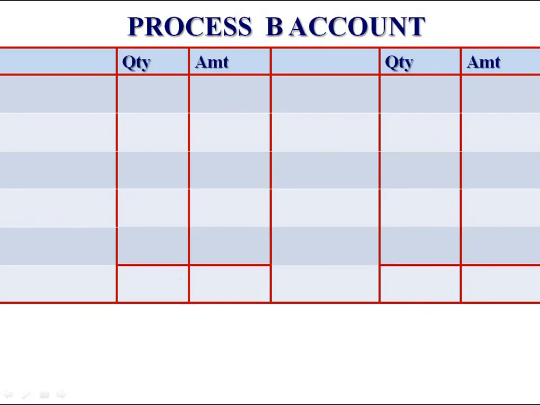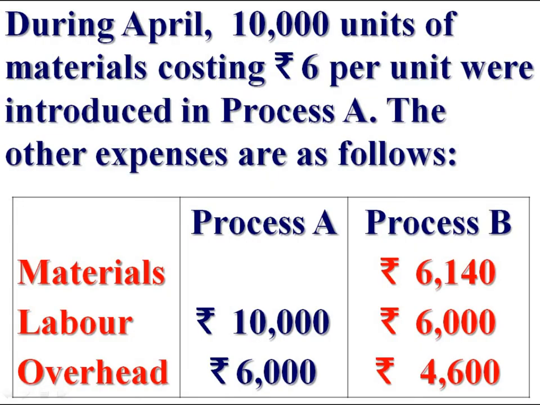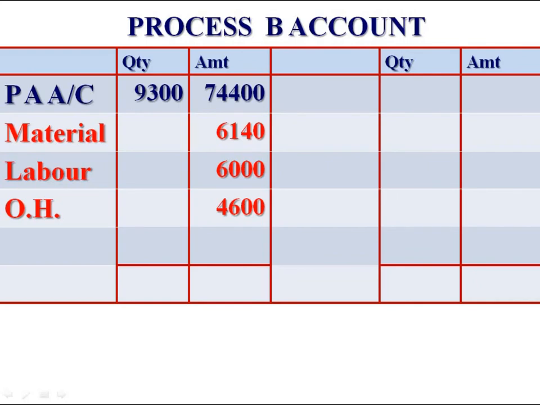Then we are entering into process B account. First it is debited with process A. The output of process A, 9,300 units, 74,400. In this problem there is no open stock. Therefore, the first item is the process A. Then we are given materials 6,140, labor 6,000 and overhead 4,600. Debit these three items: material, labor, overhead.